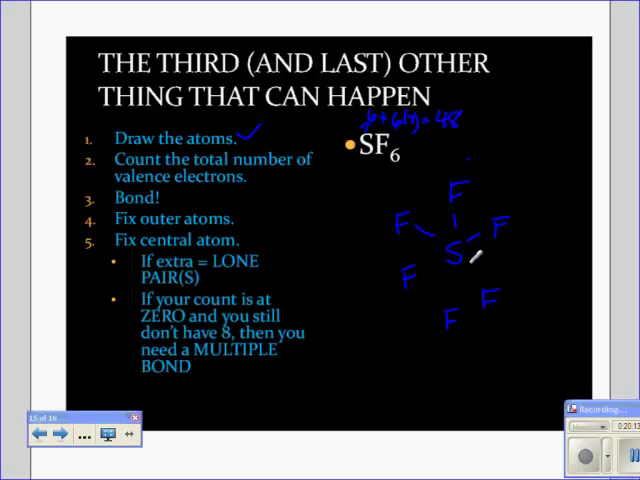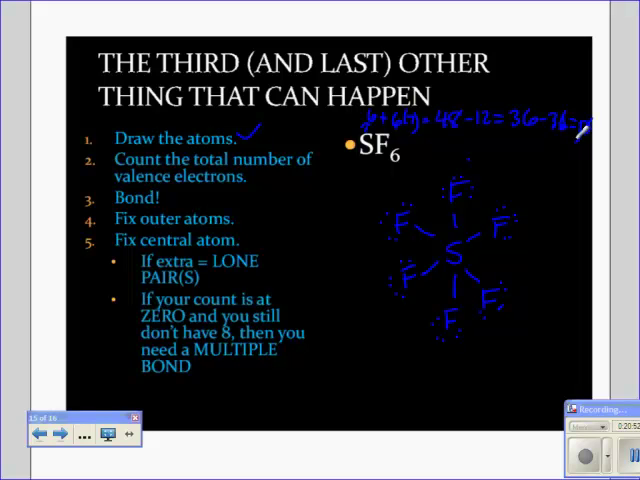Bond, bond, bond, bond, bond, bond. They all have to have a bond. So that's 2, 4, 6, 8, 12. Leaves me with 36. 6 and 6 and 6 and 6 and 6 and 6 to get 8 on all of those. There are 6 6s. 6 times 6 is 36, which takes me to 0.